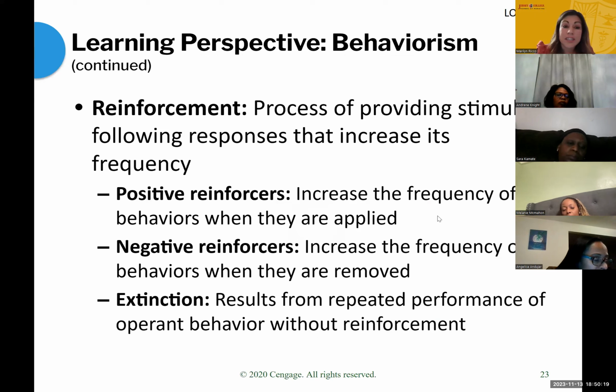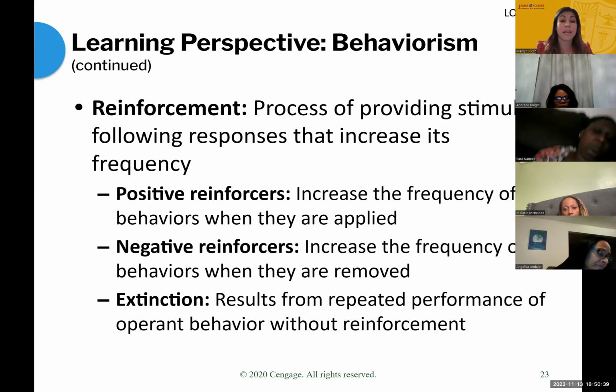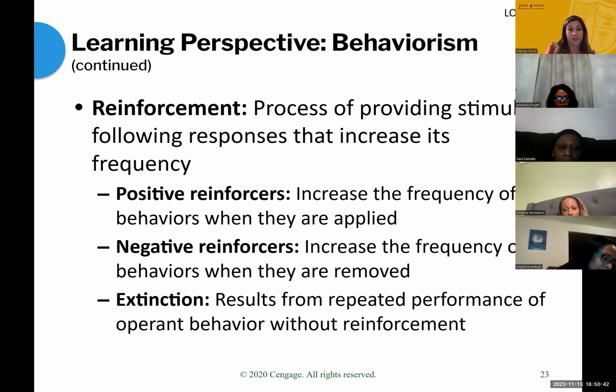So conditioning is based on reinforcements. In behaviorism, we have what we call reinforcements, which is the process of providing a stimulus following responses that increases frequency. So positive reinforcers increase the frequency of behaviors when they are applied. Think of positive reinforcers as potty training a child, okay? Maybe the child is learning for the first time to sit on the potty and go to the bathroom. And every time they use the potty, they get a sticker. That's a positive reinforcer. You're giving them something. They're getting a reward.